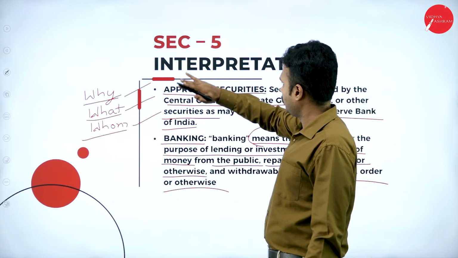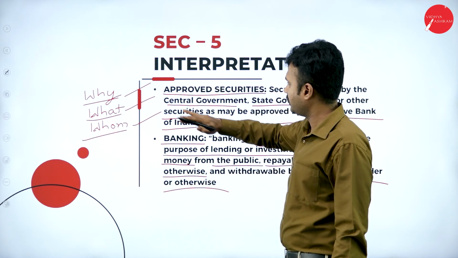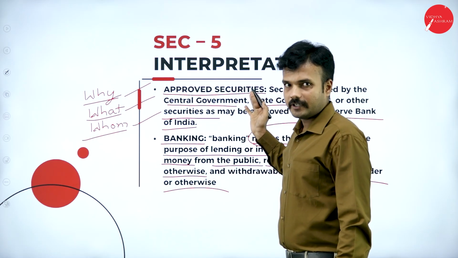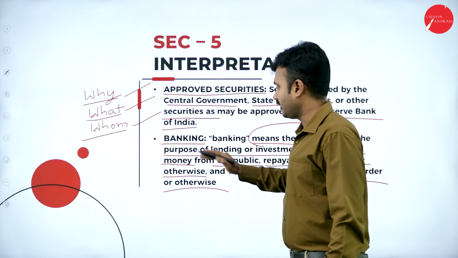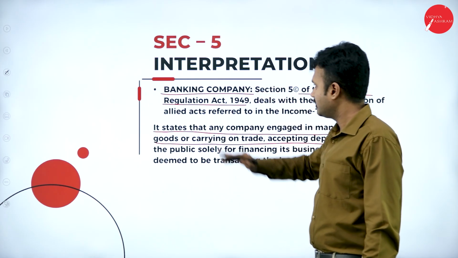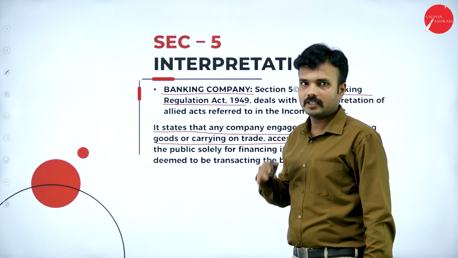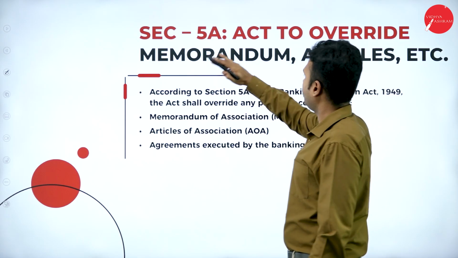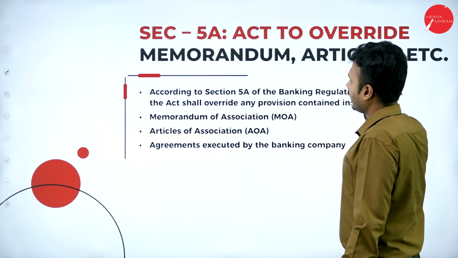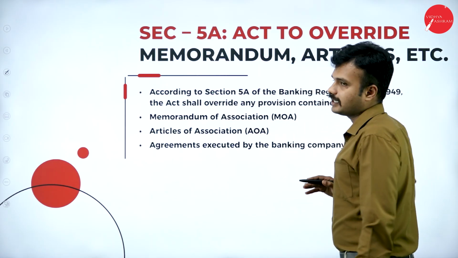So, according to Section 5, that is the interpretation, we are going to learn three things. Approved securities: the Reserve Bank of India is going to approve the security. Banking: that is the definition given by a banker. So, banking company means a company which is going with banking activities. Section 5A, Act to override memorandum and articles, right?